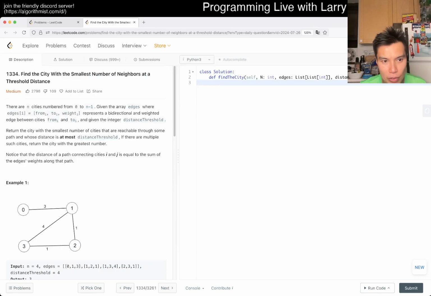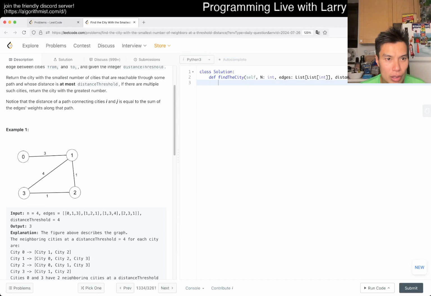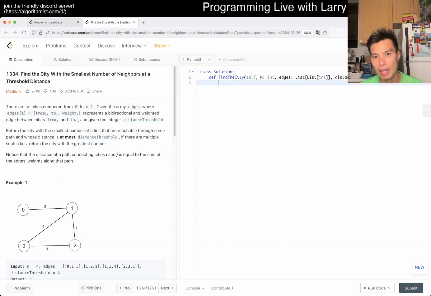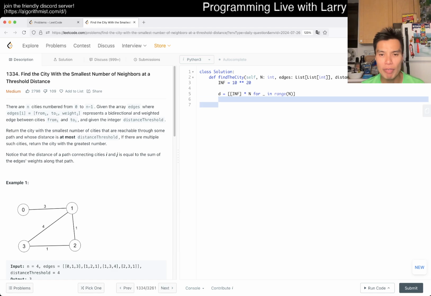So we have to return the city with the smallest number of cities that are reachable. Okay, yeah. So maybe I'll have something like d is equal to infinity times n, and this is of course just to set up a distance matrix. Very often I forget about this, and sometimes it matters, sometimes it doesn't, depending on if you're trying to do some kind of closure or something. But here, I can just set itself to 0, and then it's just about parsing the edges.